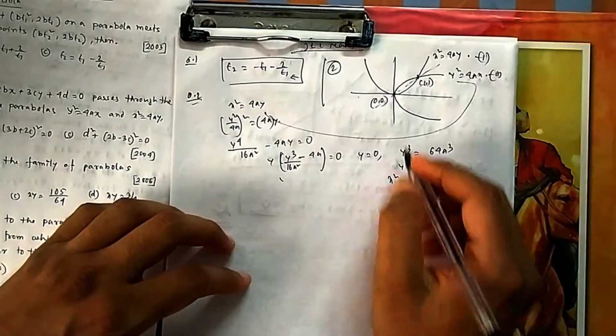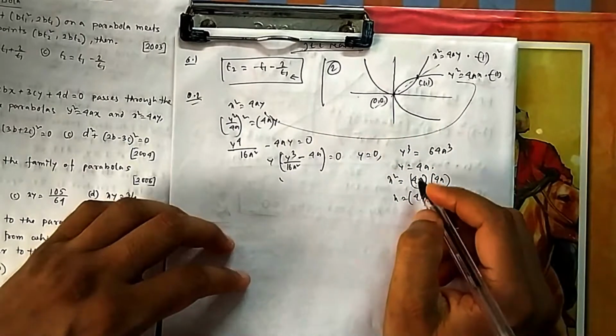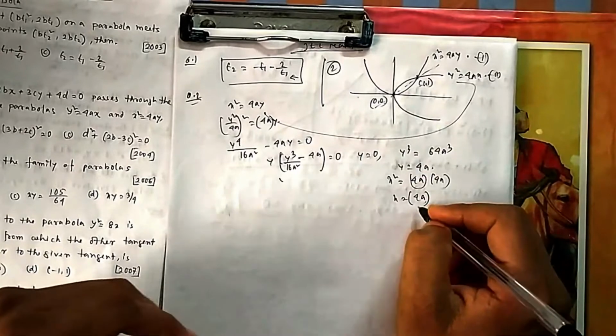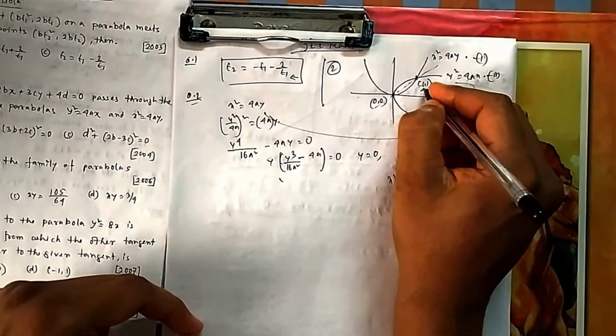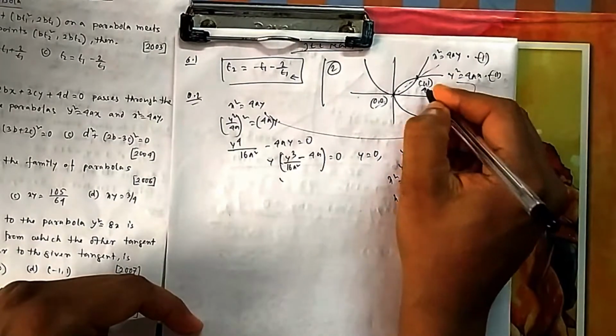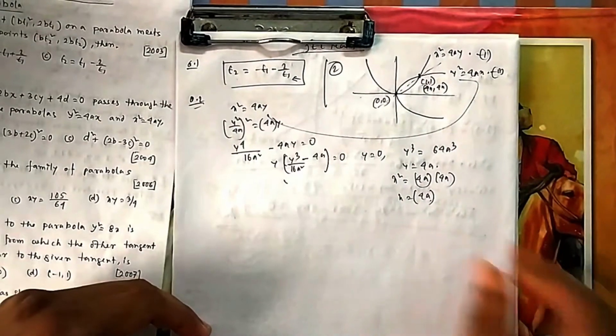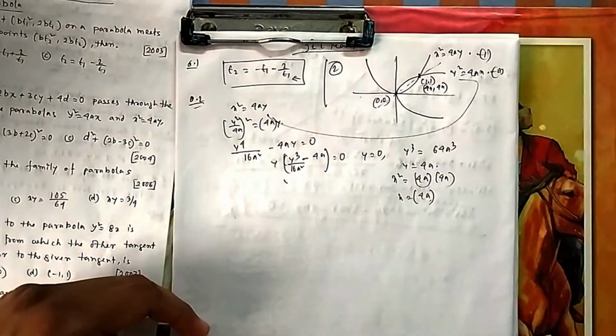So you can see this one, because y is equal to 4a, then x is also equal to 4a. So you can find this one. So it is 4a comma 4a. This point. So this is not 1, 1. 1, 1 will be for x square equal to y, y square equal to x.